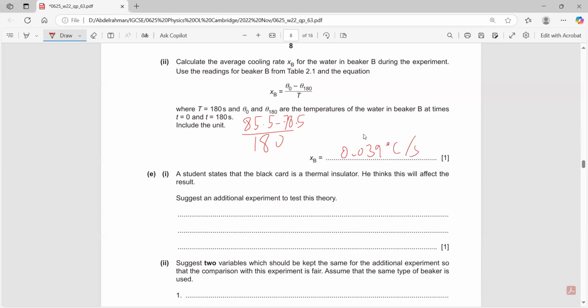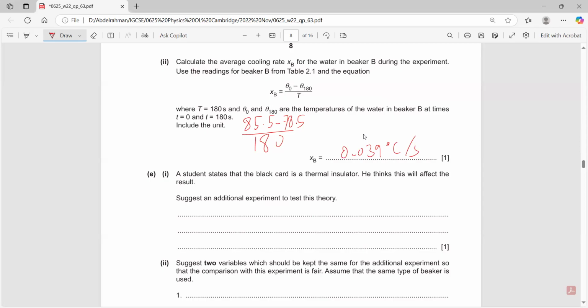Okay, so it states that the black card is a thermal insulator. When he added the black card, it was a thermal insulator. He thinks this will affect the result because it's a thermal insulator, so it might increase or decrease the rate of cooling. So, an additional experiment to test this theory.